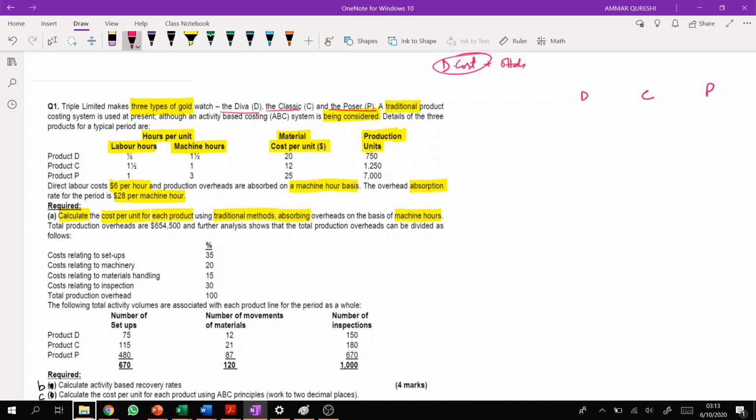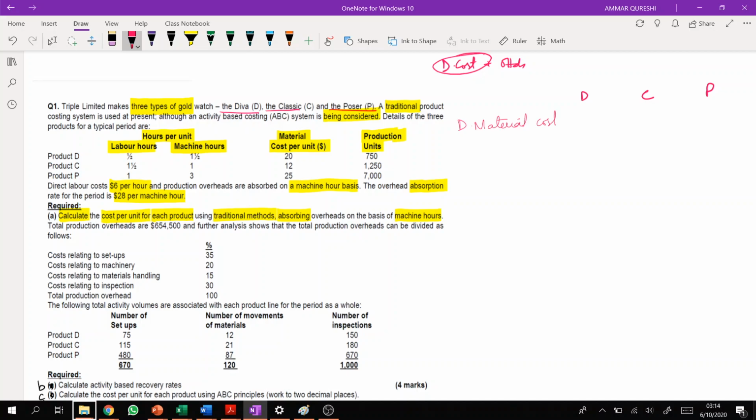So we are not going to do this, because the examiner will not ask us to use Excel or Word, right? So that is a clear indication by the examiner. So there are three products: D, C, and P. Let's start with direct material cost.